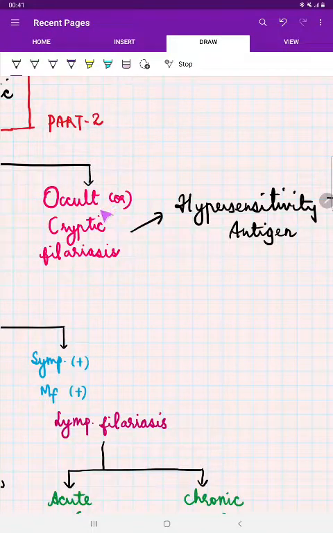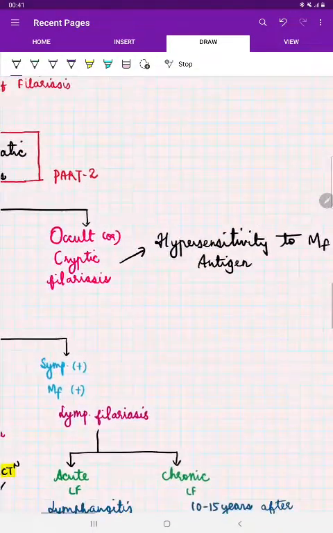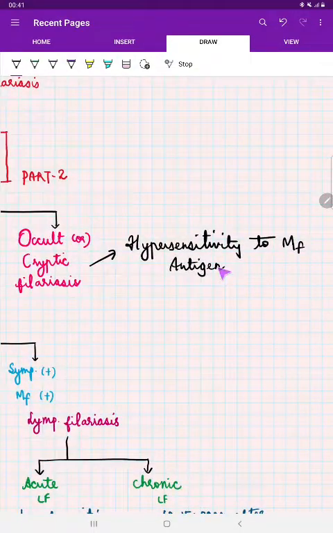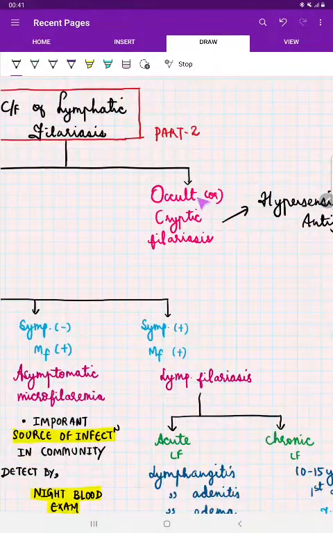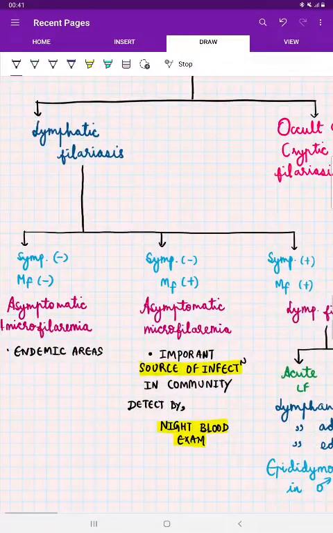So in occult filariasis we don't see worms. It is basically occult or cryptic filariasis, wherein there is a hypersensitivity reaction to the microfilarial antigen. So occult or cryptic filariasis means it is a hypersensitivity reaction. It is not because of obstruction of the lymphatics and so on, as we see in lymphatic filariasis.